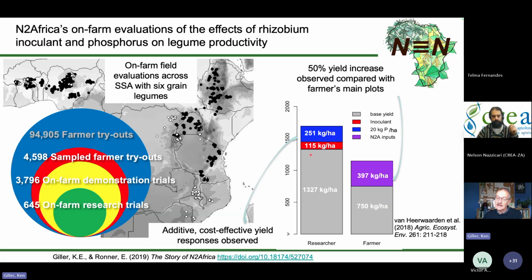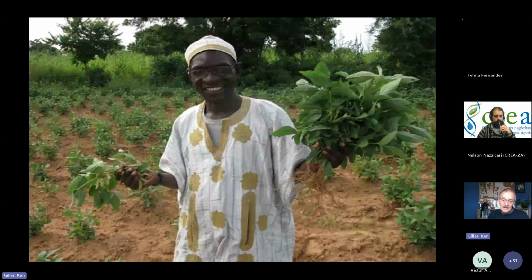And again, looking at these incremental yields in researcher plots. And I say these are mean effects, which include, of course, many fields where the effects weren't so significant. When it works, it's fantastic.